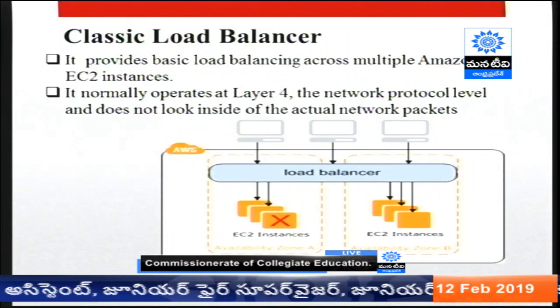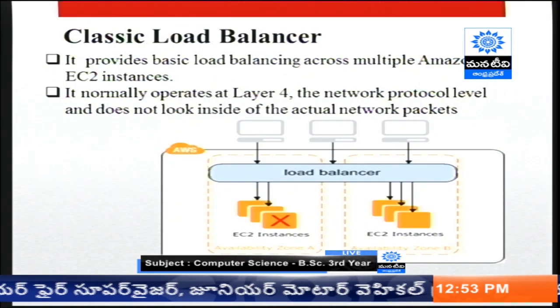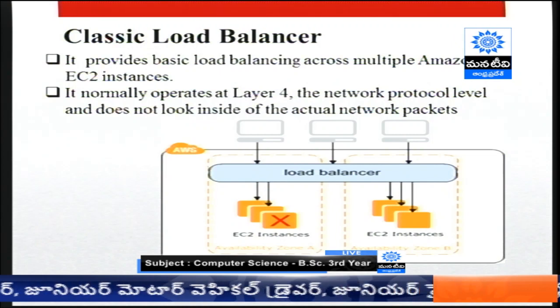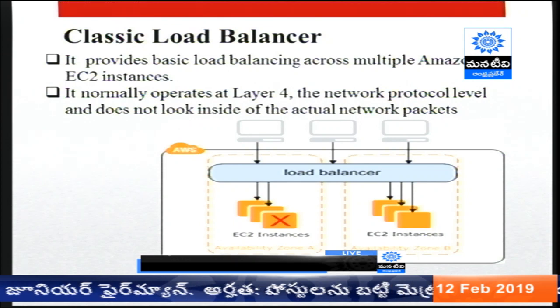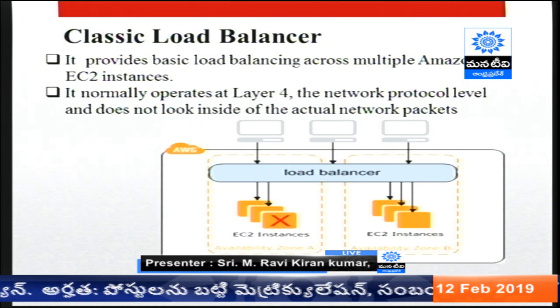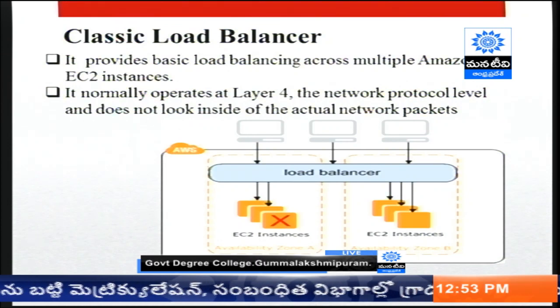So the classic load balancer, this is how it looks. It provides basic load balancing across multiple Amazon EC2 instances. As you can see, if one instance is not working fine, the load balancer can send traffic to another set of instances. It normally operates at layer 4, but sometimes you can define it at layer 7 also.